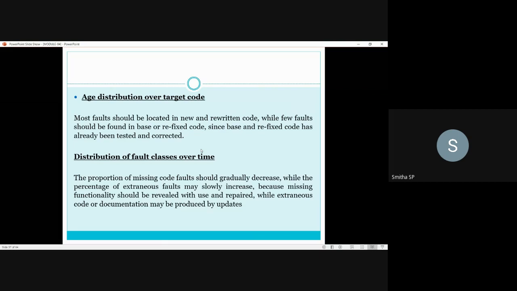And next one is distribution of fault classes over time. That's what the proportion of missing code faults should gradually decrease. Okay, then you can see the percentage of extraneous faults, which is related to the updates. So when you have the extraneous code or extra code or the documentation, you will be able to see it during the updates. Okay, when you are supposed to update the software or the product, at that time you will be having these extra faults. Okay, that is where you can get the extra faults.